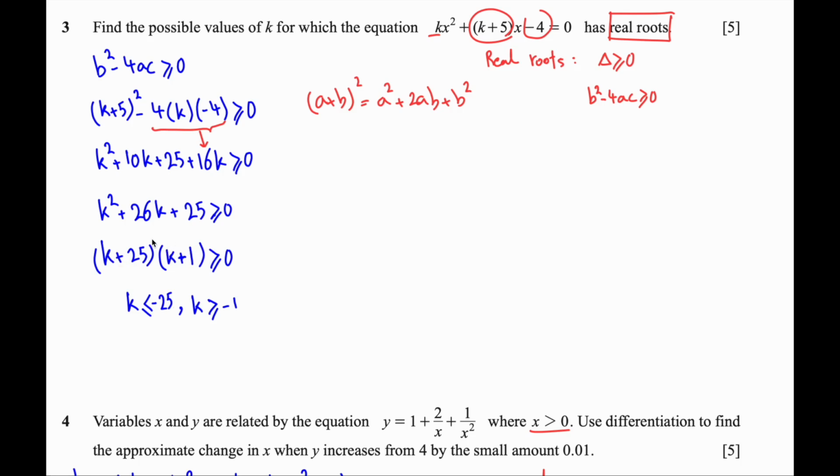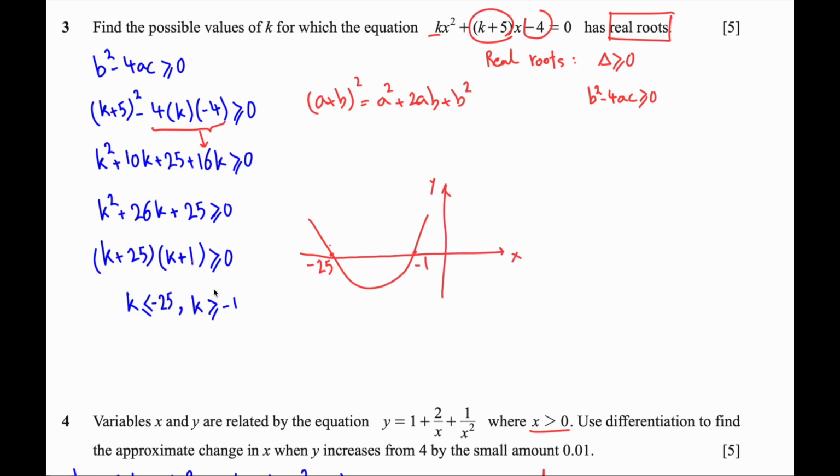I can factorize this simply by asking what are the two numbers whose product is 25 and whose sum is 26. Those are obviously 1 and 25, and this has to be greater than or equal to 0. Now, the last part, if you want to solve this inequality, you need to find the critical values. The critical values are obviously the roots of these linear factors, and those are negative 1 and negative 25. And my parabola looks something like that. It's going to cut the x-axis at these 2 points that I just mentioned.